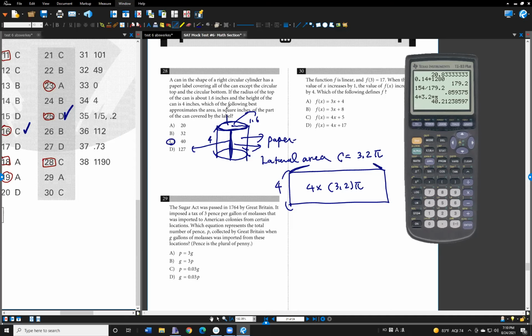This is the base area. The side is the lateral area. They're asking you about this lateral area. Okay, that is number 28.